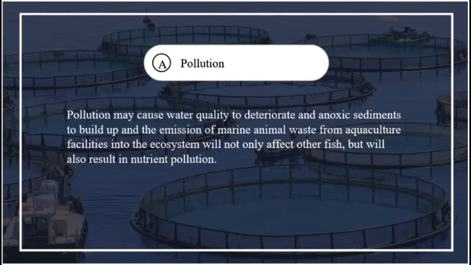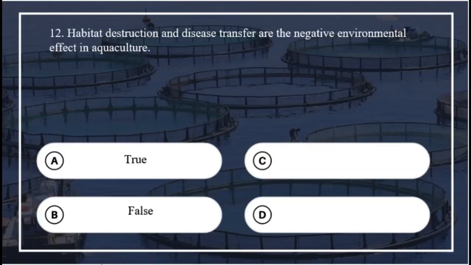Answer: A. Pollution may cause water quality to deteriorate and anoxic sediments to build up, and the emission of marine animal waste from aquaculture facilities into the ecosystem will not only affect other fish, but will also result in nutrient pollution. 12. Habitat destruction and disease transfer are the negative environmental effects in aquaculture.